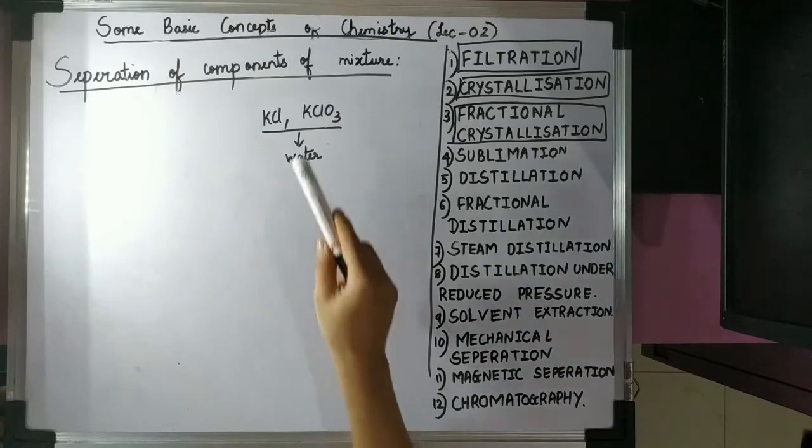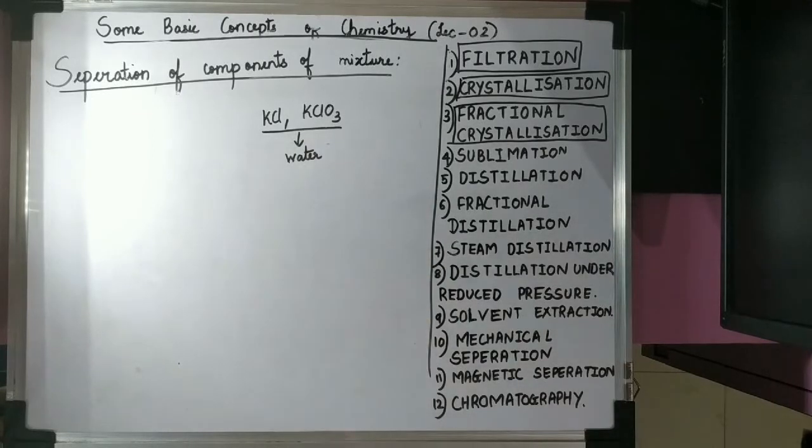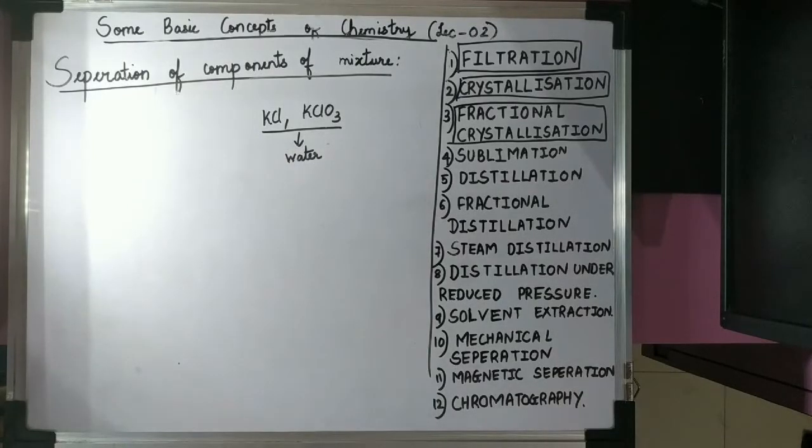Also, there are two factors that should be taken into consideration when we are using fractional crystallization. Firstly, the solubilities of both the components should be different. Second, the substances should be crystalline in nature. If they are crystalline in nature, then we can crystallize them and separate them out. So how do we use this fractional crystallization?